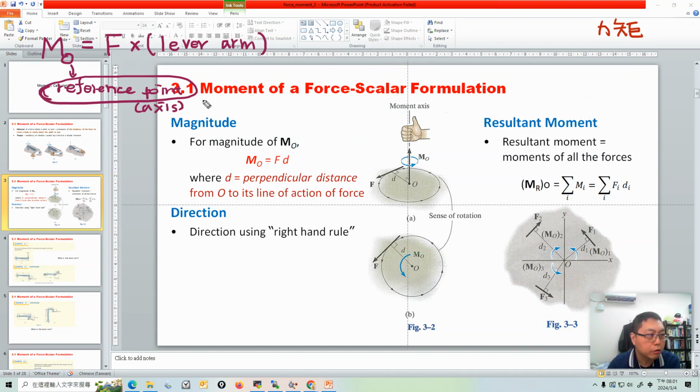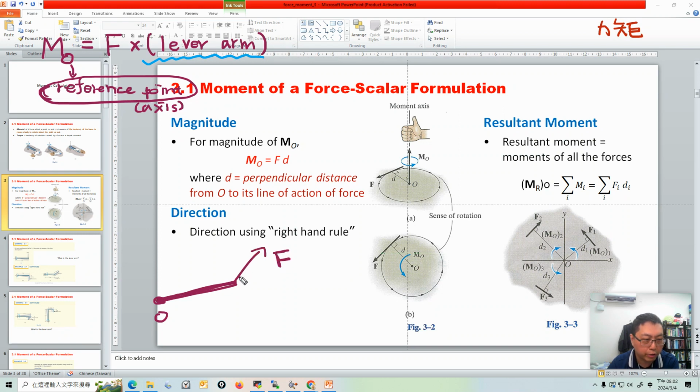F is the force, the magnitude of the force. And the next thing is, what is the lever arm? Be careful what the lever arm is. The lever arm is the perpendicular distance from O to the line of action of the force. For example, I draw an example here. Suppose I have a reference point O, and I have a stick at the reference point O and apply a force here.